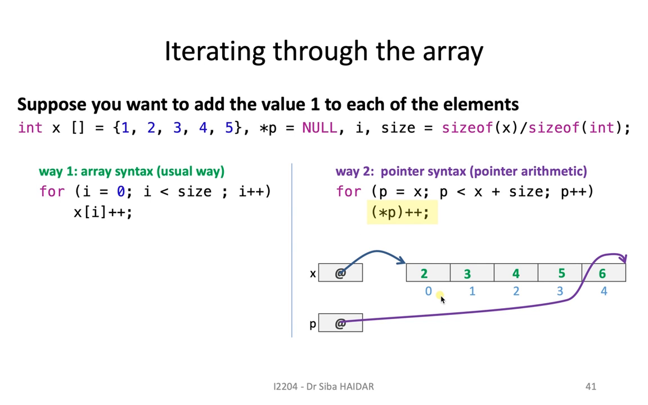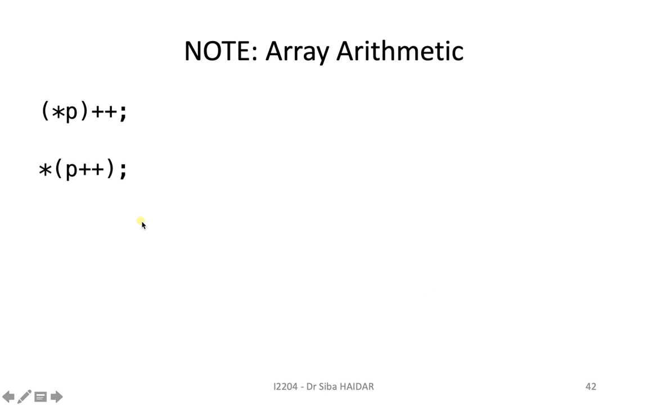Let us notice this here: dereference p between parentheses and ++, the syntax we used in order to increment the elements inside the array, and it replaced the x[i]++. So what if I change the place of the parentheses? Does the meaning change?